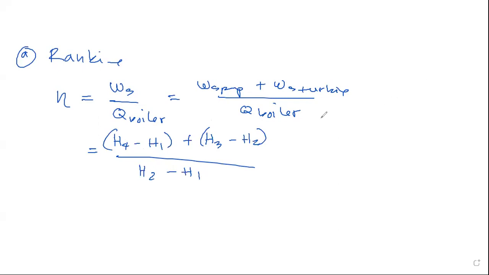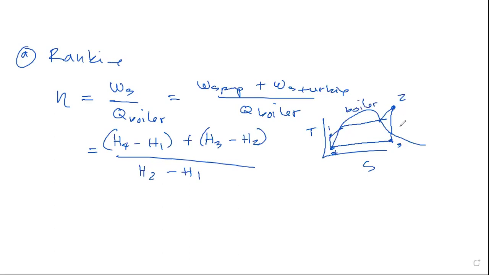Because, for example, this is the temperature-entropy diagram. This is 1. Like this. Then it becomes superheated. This is 2. Then this is 3, which is the turbine. Then saturated liquid, this is 4. This is 1. This is the boiler. This is the turbine. This is the condenser. This is the pump. Okay? So, just substitute everything.